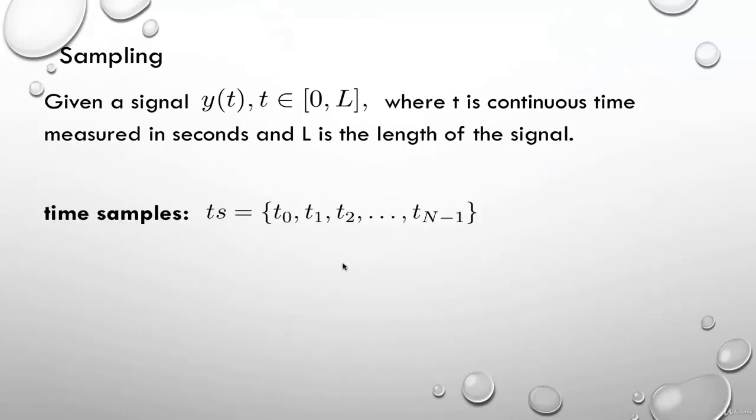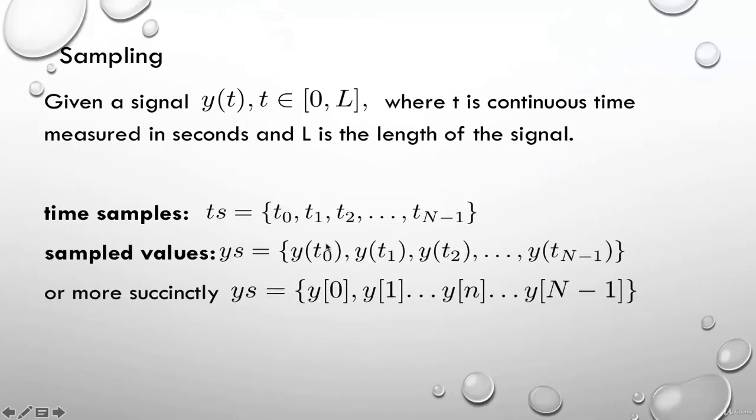And then from the time samples, we can plug those time values into the function, and that's how we get the sample values from the continuous function. And so previously we said that we just abbreviate this by using indices rather than time. So again, we have n samples. The first sample is y0. The last sample is y of n minus 1. Okay, let's do an example in Python.